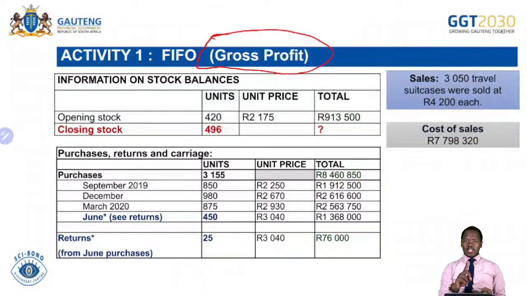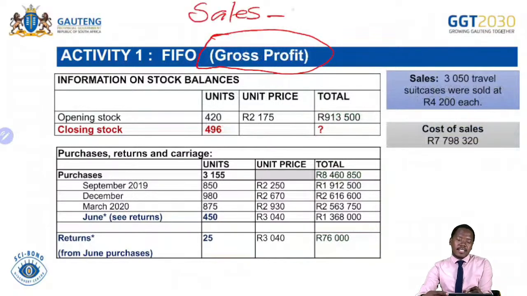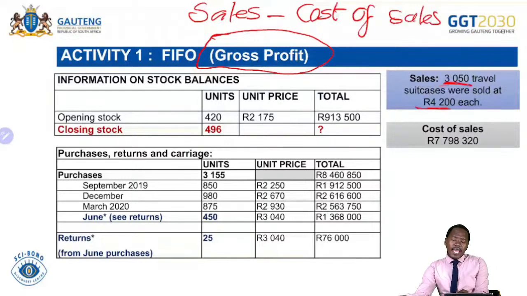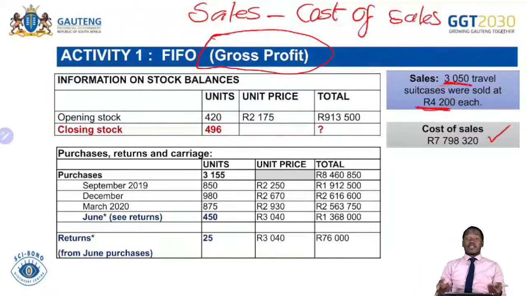Calculation of gross profit. Still the same formula, grade 12s. We shouldn't be bothered. It says sales minus our cost of sales. Remember, grade 12s, sales minus our cost of sales. Now, we are given our units sold and the unit selling price. We have our selling price and we have our units sold. And then we also know we recently calculated our cost of sales in the previous question.